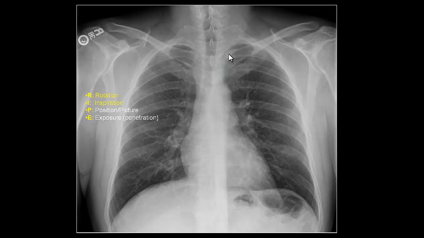Next we'll look at inspiration to make sure that the patient took an adequate deep breath. So we'll count the posterior, more horizontally aligned ribs, and we want to make sure we have about 8 to 10 ribs showing up in the lung field.